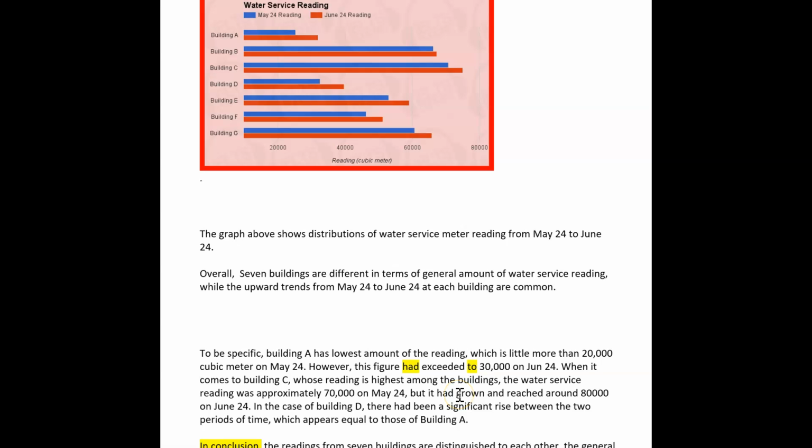Here you can have it had grown. There you can't. It depends on the structure you're using. Building B, there was a significant rise. Watch out on your tenses. I think that was something that maybe came up before. That's just past simple. It's finished. Significant rise between the 2 periods of time. Okay, good.